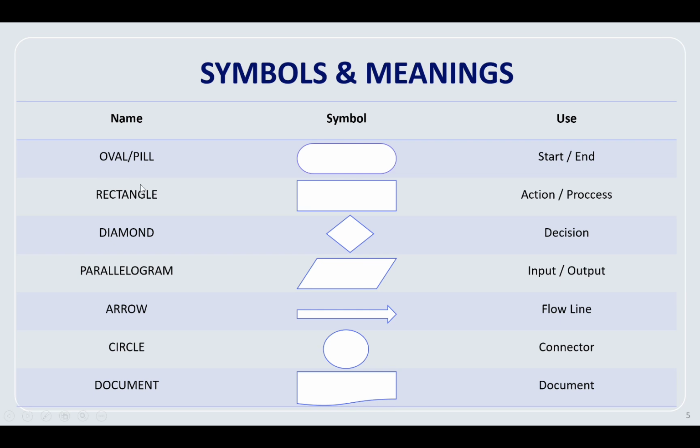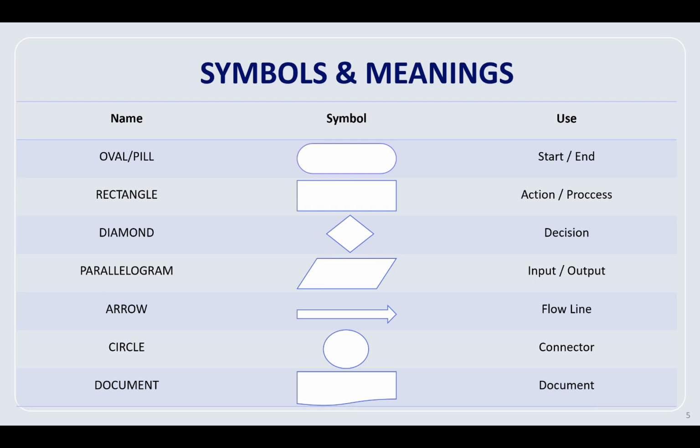And the second symbol is rectangle. It represents a step in process flow, such as a task, activity, or operation. You can also just remember that it is used to indicate a process, operation, or action steps.